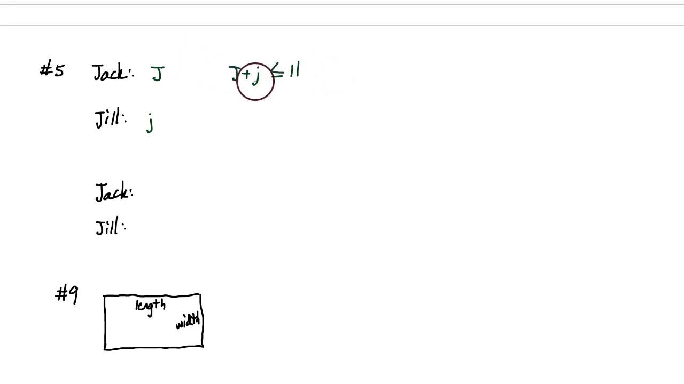Let's use substitution to find answers that work. What if capital J was 1? What's a possible answer for lowercase j? 1 plus what makes an answer less than or equal to 11? Well, one possibility is 10. So Jack might carry 1 pail and Jill might carry 10 pails.